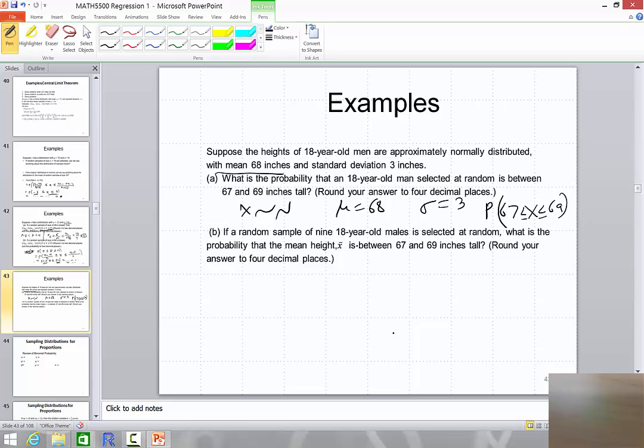How about here, a random sample of 9. This says n is equal to 9. You need the probability that X bar is between 67 and 69, and then you'll be able to do this one now. Very similar to slides 41 and 42. So let's move a little fast now.